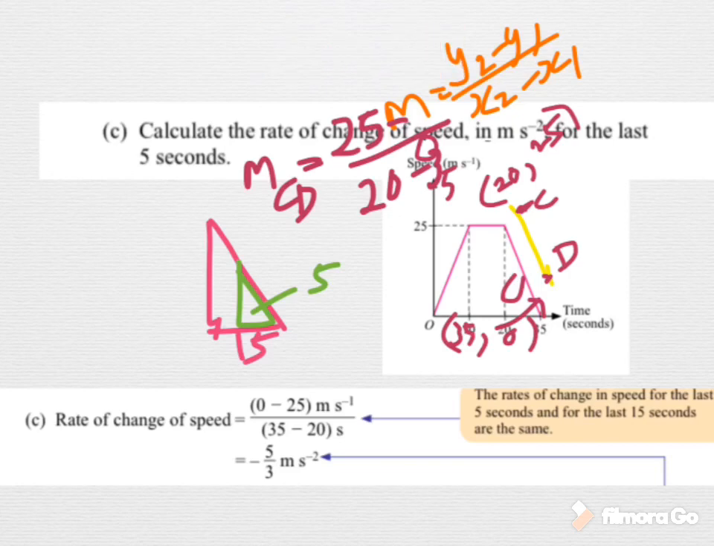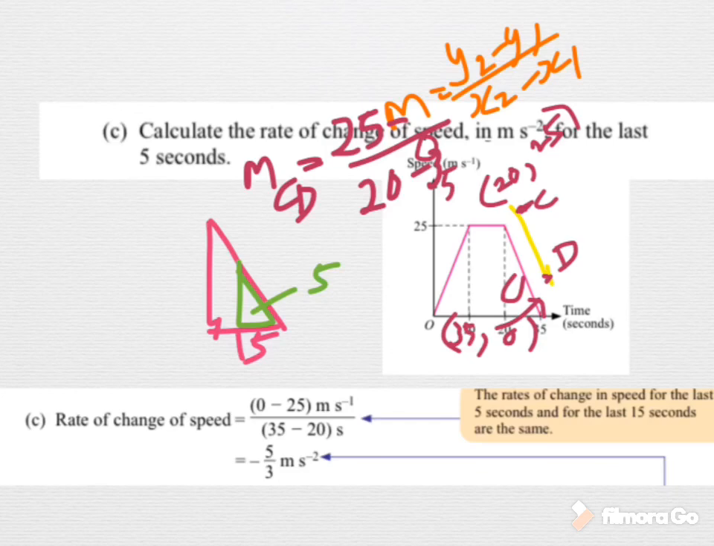C. Calculate the rate of change of speed in meter per second squared for the last 5 seconds. So for the line CD, let's say the points are C and D. Point D is (35, 0) and point C is (20, 25). If you use the gradient formula, y2 is 25, y1 is 0. So y2 minus y1, 25 minus 0, over x2 minus x1, which is 20 minus 35. So your answer is negative 5 over 3.